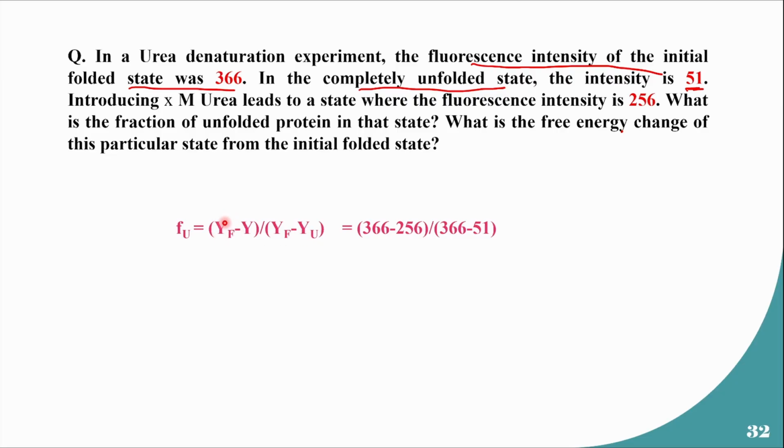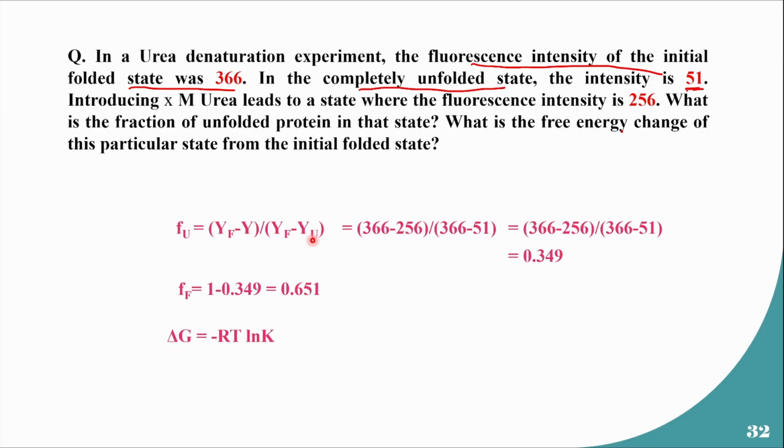So in this case, the y of f is the folded state's fluorescent intensity, and y is basically the intensity indicated at that particular state. You can divide that by yf minus yu, so the folded minus the unfolded value. If you do that, you will get a value of 0.349. So that will be the fraction of the unfolded, right? If you want the fraction of the folded at that particular state, you can subtract this value from 1, and you will get 0.651.